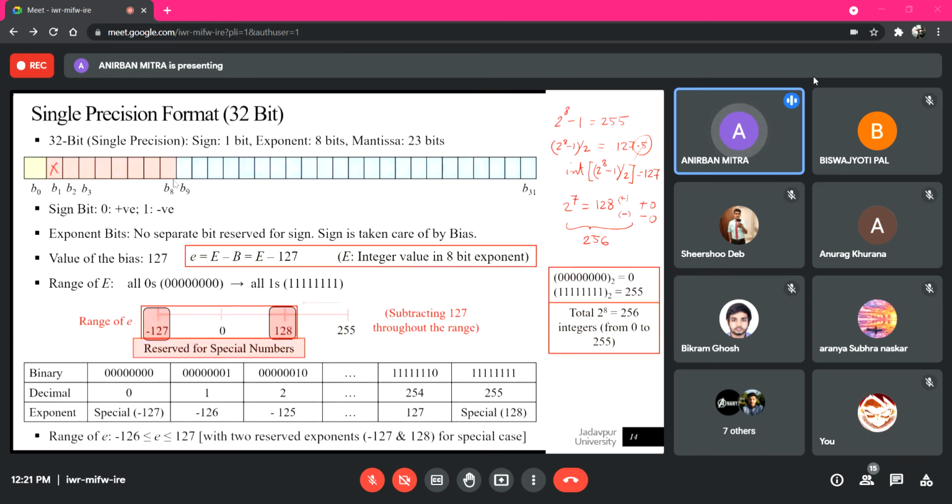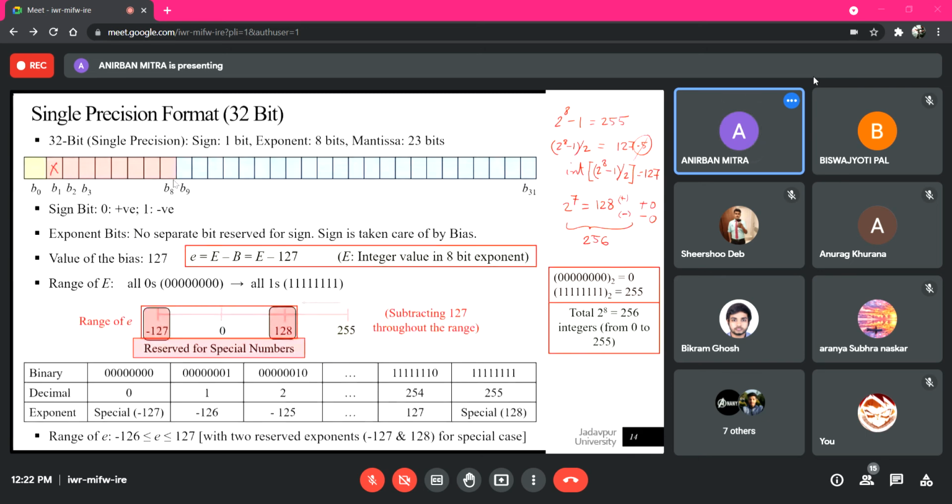So it means that the range of small e, the exponent, is minus 126 to 127 with two reserved exponents, minus 127 and 128, for special cases. So that is the complete representation of the exponent part in 32-bit format. Any questions from here? Sir, if I give 129, then won't it take it? You cannot represent 129.